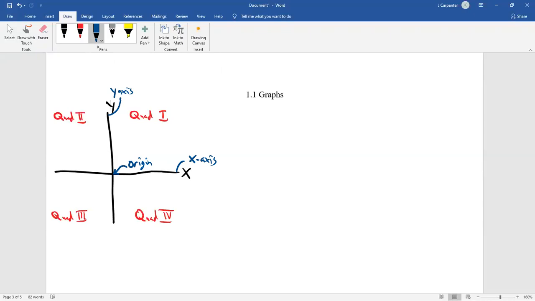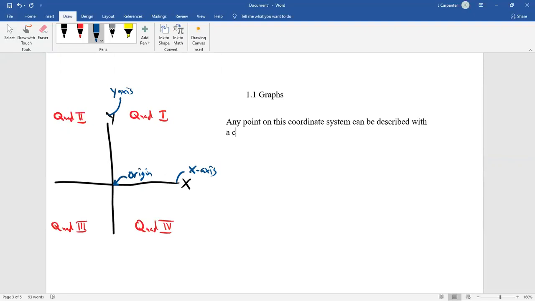What's the beauty of this? The beauty of this is that we can describe any and every single point in this two-dimensional plane, expanding forever to the right, forever up, forever down, forever left, with a pair of numbers. Any point on this coordinate system can be described with a coordinate pair. I'm going to underline that.